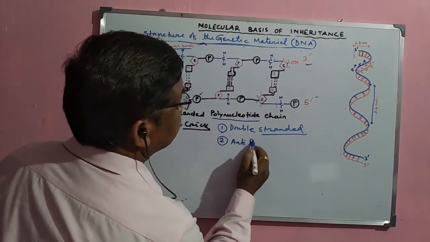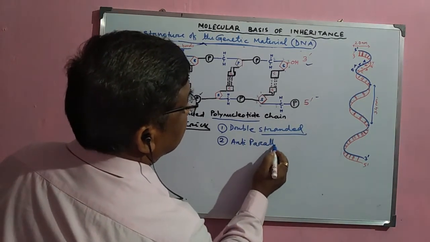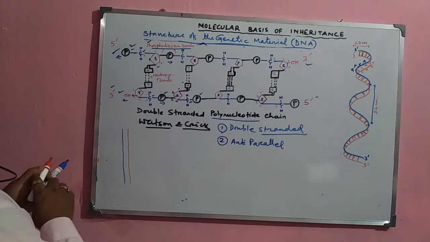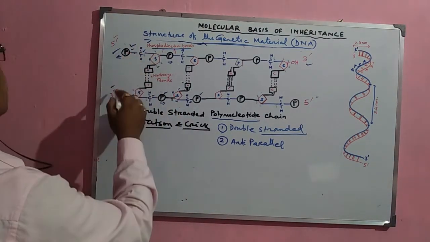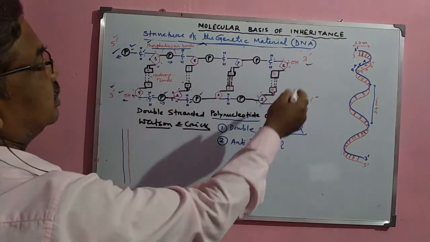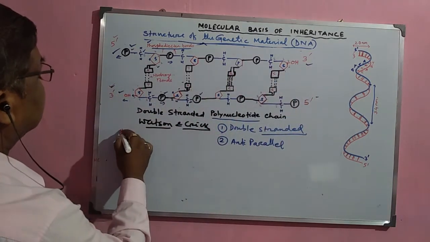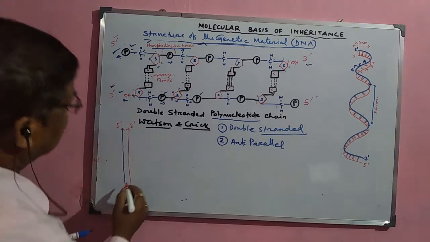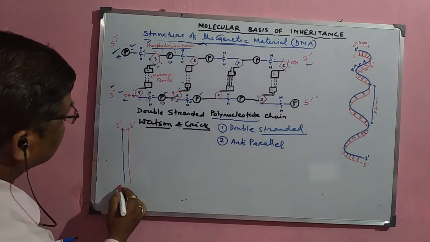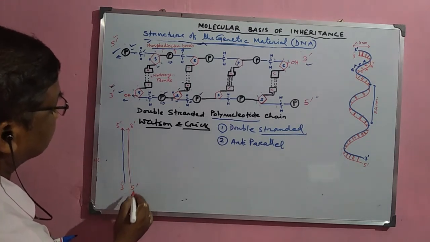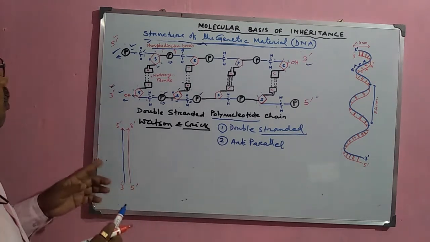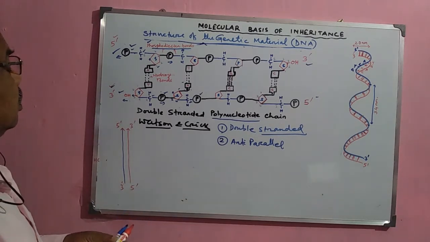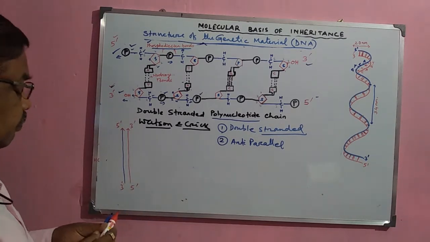What is the difference between parallel and anti-parallel? Anti-parallel means what? Look at here. It is the 5' end and it is 3' end. It is 3' end and 5' end like that. Suppose this is your 5' end. This is the 3' end. Then here it is your 3' end and it is 5' end. So in this way, both the strands are in opposite ways. That is why this is called anti-parallel.